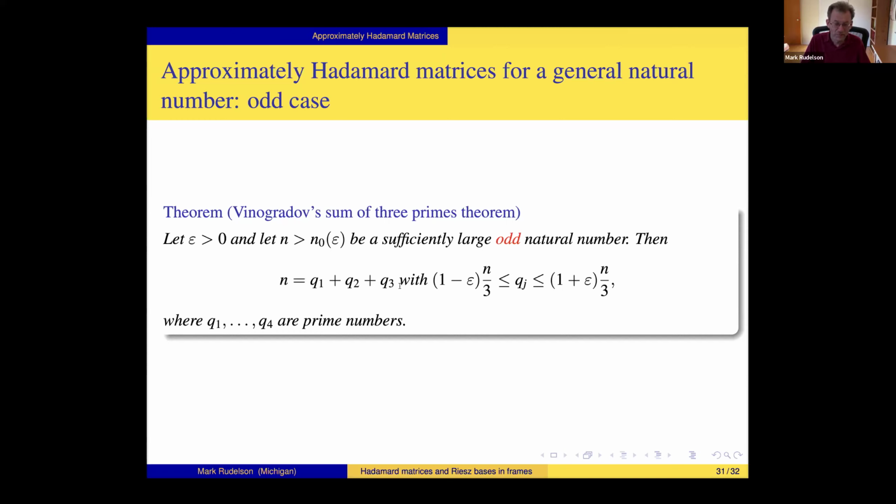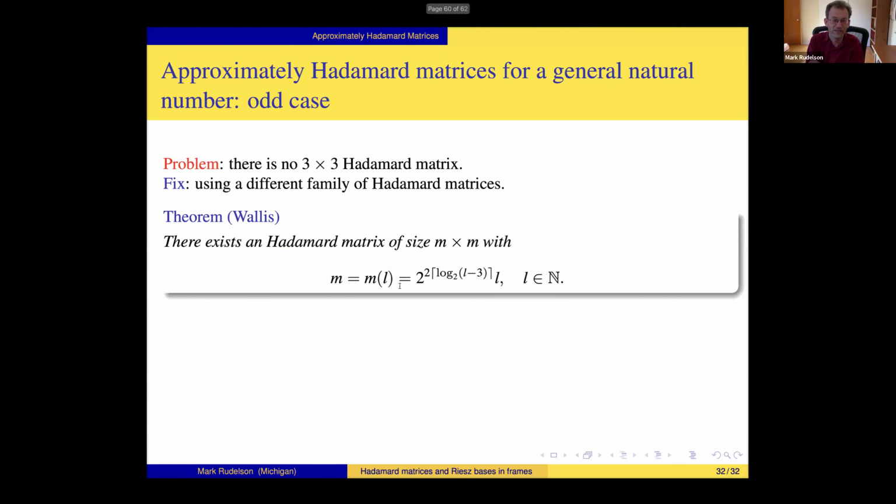But if we try to repeat it, we encounter one obstacle. The obstacle is that there is no 3 by 3 Hadamard matrix. The size should be divisible by 4. So instead of this, we do it a little differently. We look in these books about exact Hadamard matrices and find a construction of Hadamard matrices of a certain size.